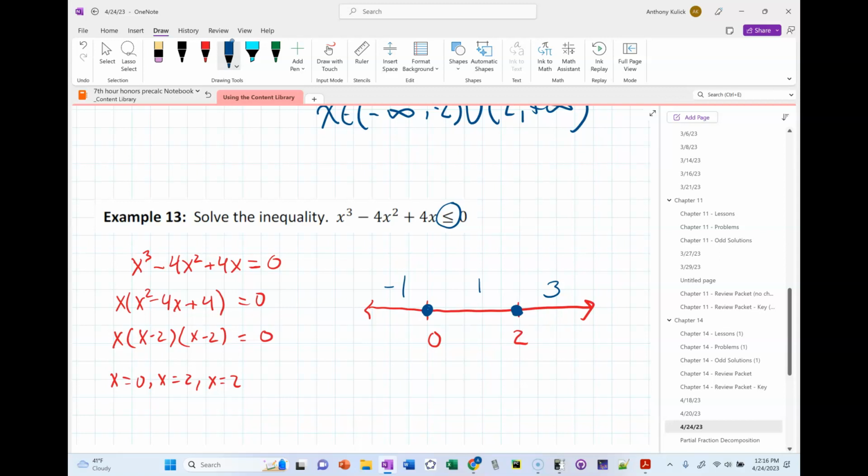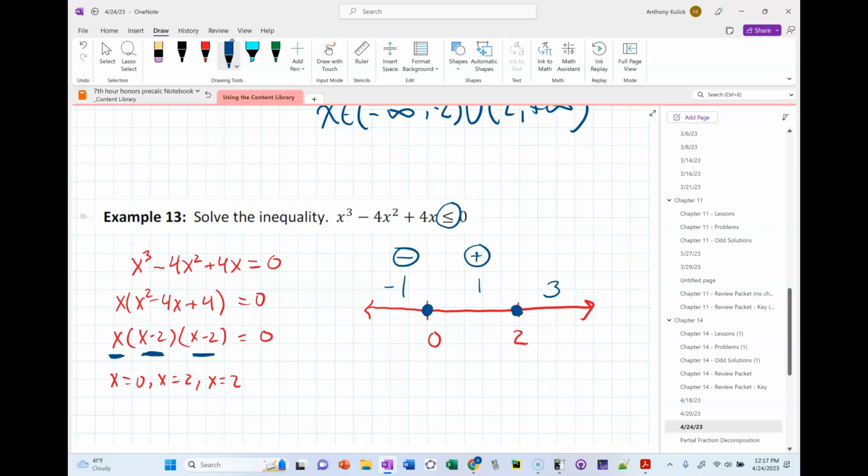Now I'm going to plug them into my factored version and see whether the result is positive or negative. So I've got negative 1. When I plug negative 1 in for x, I get negative. I plug it into x minus 2, I get negative. And I plug it into x minus 2 again, I get negative. 3 negatives is negative. Okay. I plug 1 into x, I get positive. 1 into x minus 2, I get negative. 1 into x minus 2, I get negative. 1 positive and 2 negatives is positive.